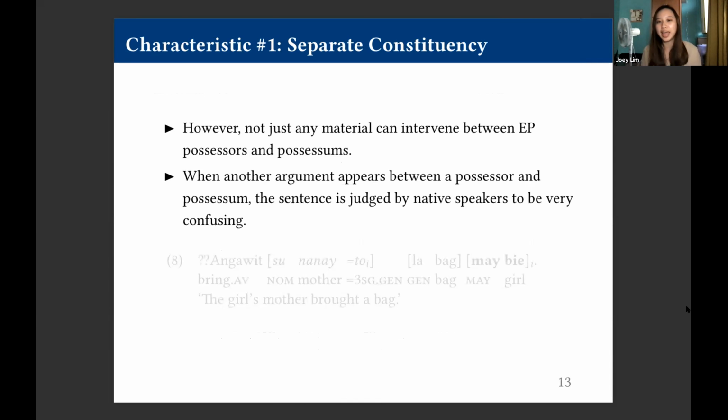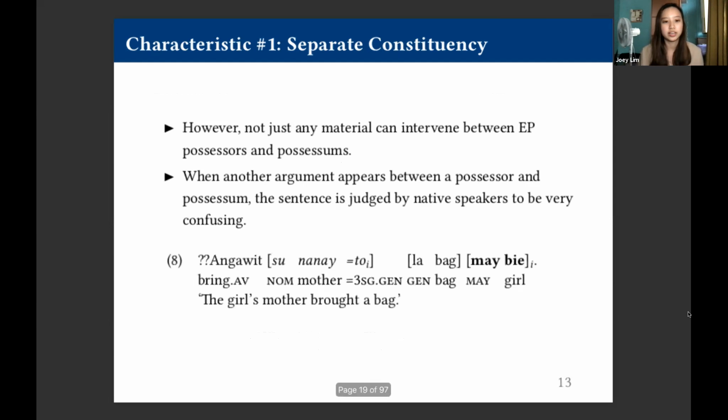However, this does not mean that any material can just intervene between the possessor and possessum. When we have another argument appearing between the possessor and possessum, the sentence becomes very confusing. In 8 here, when we try to stick the theme argument la back between the possessor, which is my BA, the girl, and the possessum sunanaito, which is the mother, this results in confusion.